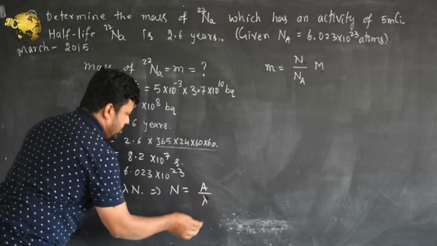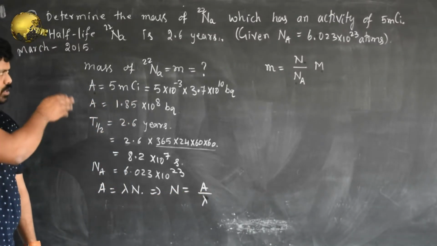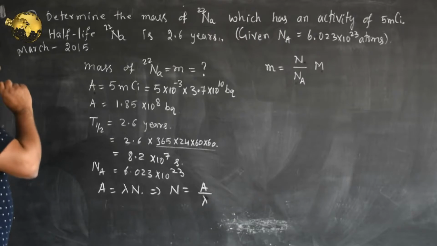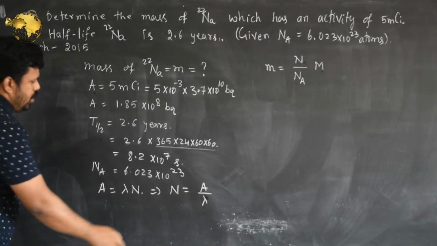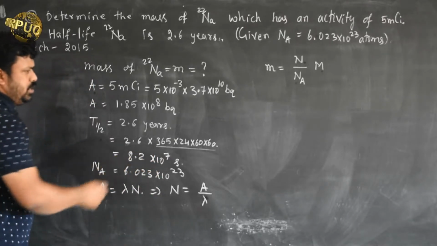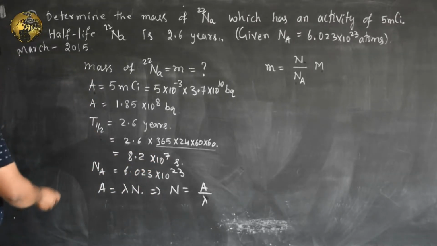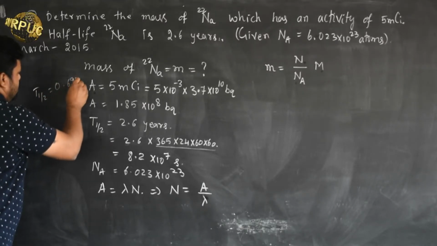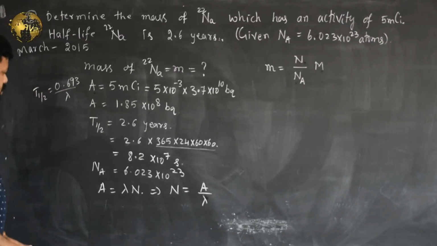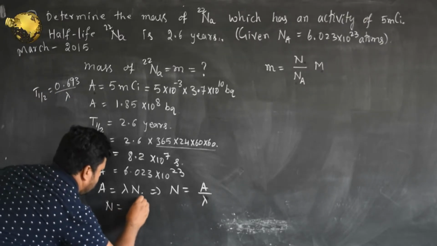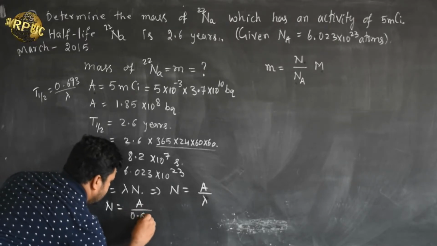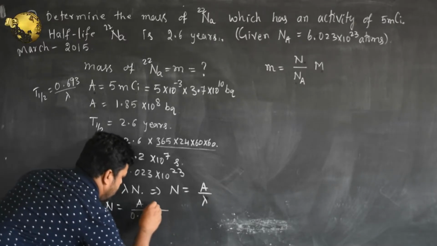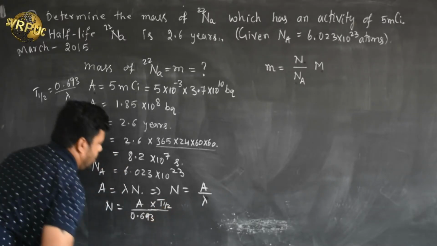Again, if you observe, the lambda value is not given in the numerical. So what can we do? Let's make use of this half-life. There is a relationship between lambda, that is the disintegration constant, and the half-life: half-life is equal to 0.693 divided by lambda. So you can reverse this. So what we get? N is equal to A divided by 0.693 over T half, and shifting upwards, that is A times T half divided by 0.693.